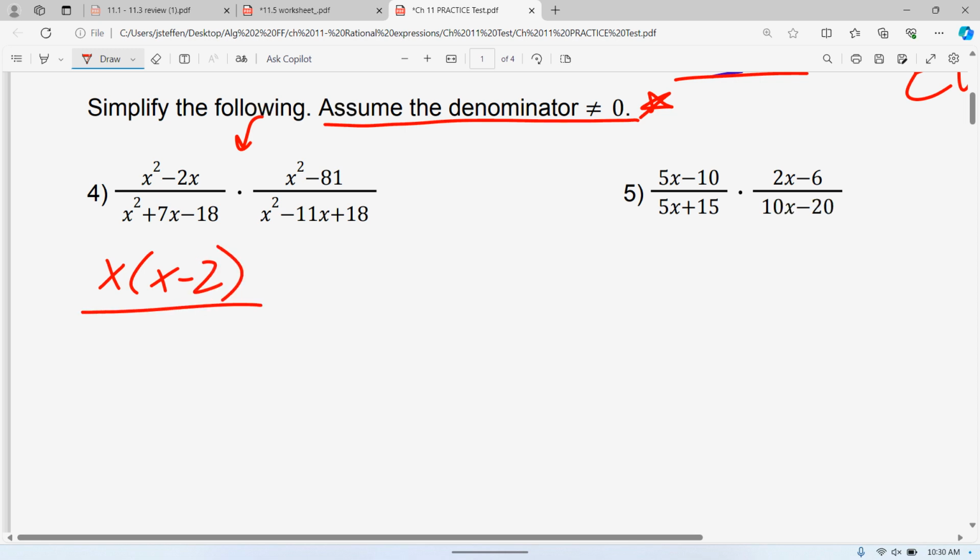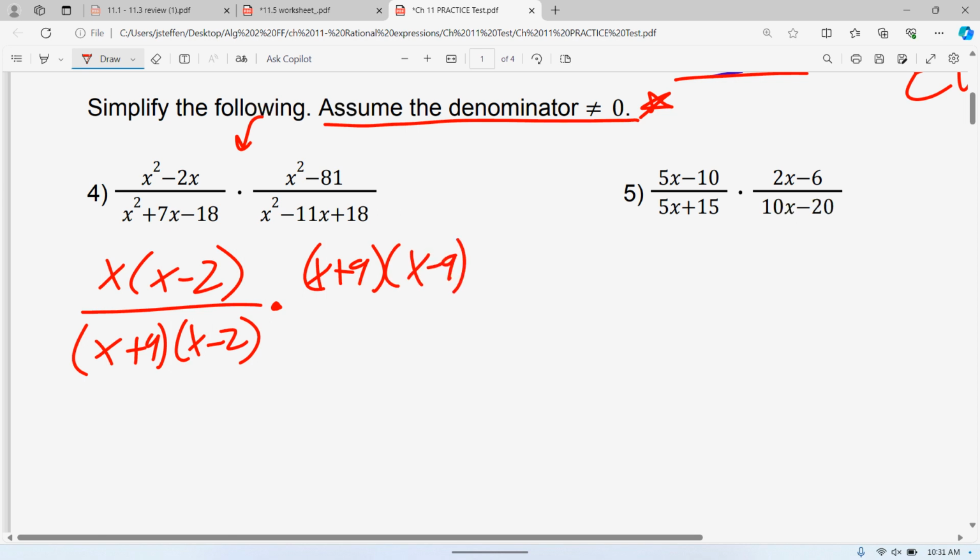I'm looking for factors of -18 that add up to be +7. That's got to be x plus 9 times x minus 2, I believe. Double check. 9 times -2 is -18. 9 plus -2 is +7. So we're in there. And my numerator is x plus 9 times x minus 2. It's because x times x is x squared, and 9 times -2.